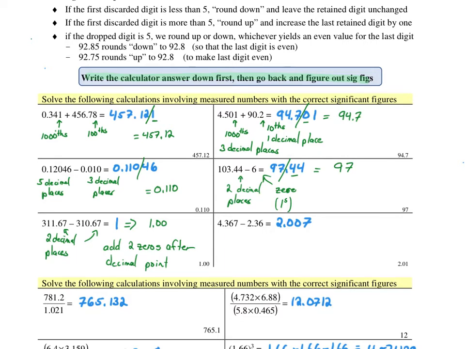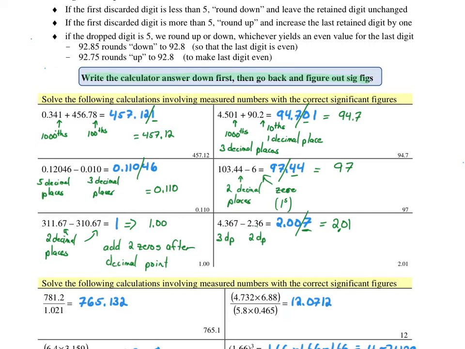In this final problem, we have 3 decimal places here and 2 decimal places in the second number. The second number here is going to be the worst measurement, so we can't go beyond 2 decimal places. Here, the first number to be dropped is greater than 5, so we round up. Our final correct answer is 2.01. Now these problems all seem very easy, and they are, provided you remember that you're doing addition subtraction and therefore should be focused on decimal places.